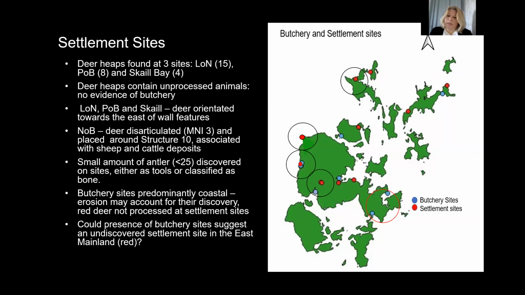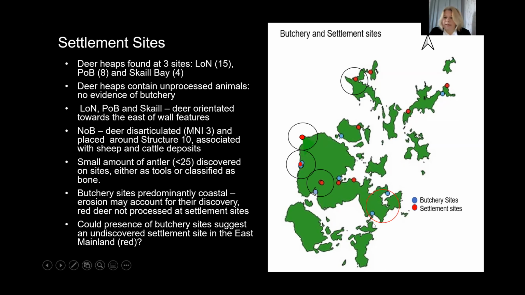So if we look at the Skara Brae dot, which is here in the middle, you've got the two butchery sites either side of the settlement of Skara Brae. But what you have to remember is once Skara Brae was constructed, the sea was actually 2 miles away. So the likelihood is that these sites were not coastal. It's just the fact that coastal erosion has brought them to our attention.